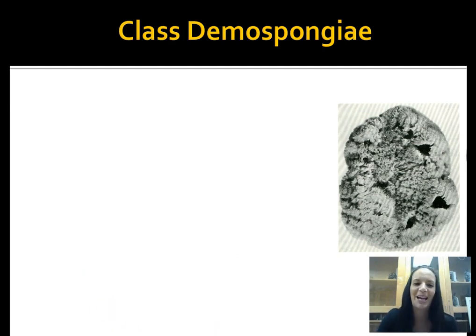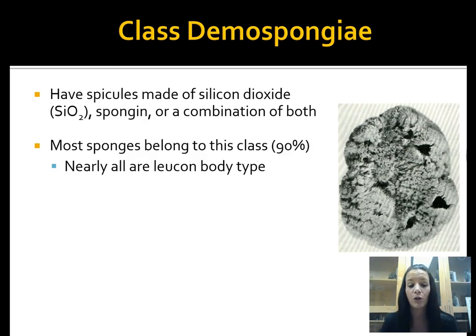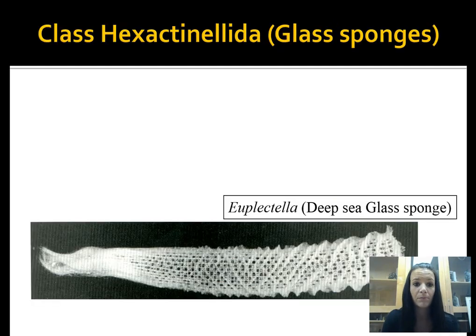Class Demospongiae has those spicules that are made of silicon dioxide, spongin, or a combination of both. So these are the ones that when you look at them, you think they're squishy, and then you squish them and they have some sharp parts to them. Most sponges actually belong in this class, and nearly all of them are that leucon body type. And they're mostly found on the continental shelf, and this is just an example of the bath sponge.